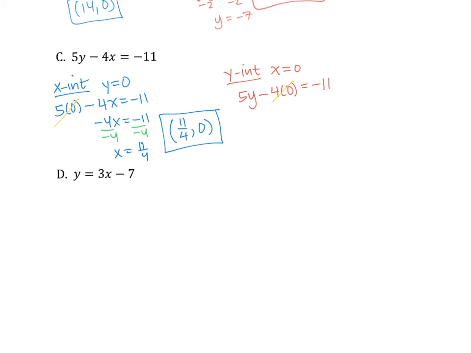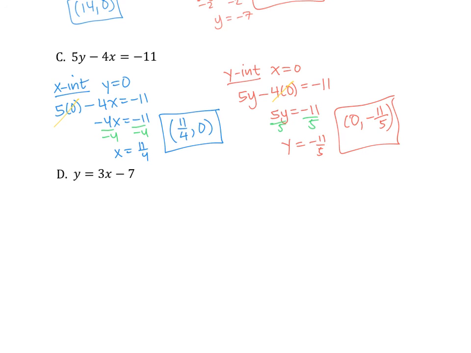This is 0. Okay, so as an ordered pair, I got (0, negative 11 over 5). I don't mind fractions. If I had to graph them, I might mind. But since I'm just solving for them, I don't mind them at all.